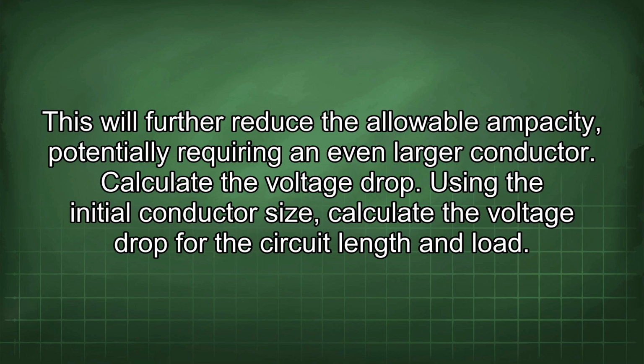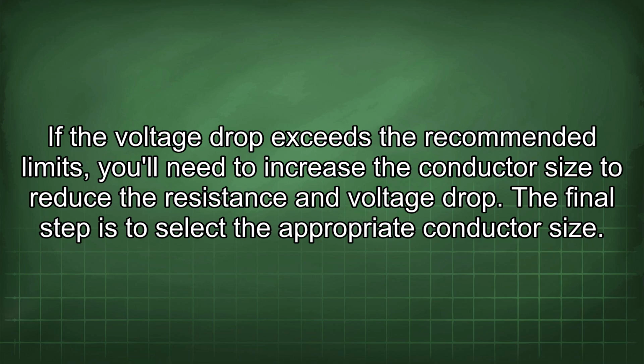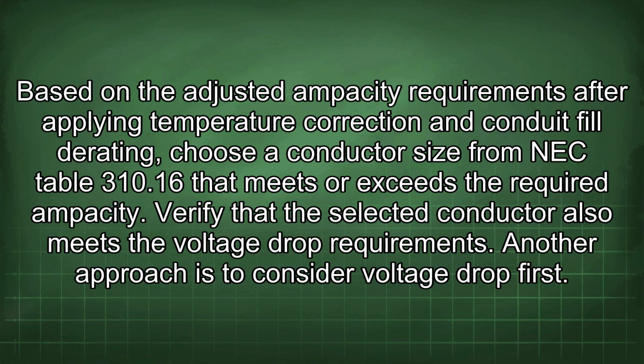Calculate the voltage drop. Using the initial conductor size, calculate the voltage drop for the circuit length and load. If the voltage drop exceeds the recommended limits, you'll need to increase the conductor size to reduce the resistance and voltage drop. The final step is to select the appropriate conductor size. Based on the adjusted ampacity requirements after applying temperature correction and conduit fill derating, choose a conductor size from NEC Table 310.16 that meets or exceeds the required ampacity. Verify that the selected conductor also meets the voltage drop requirements.